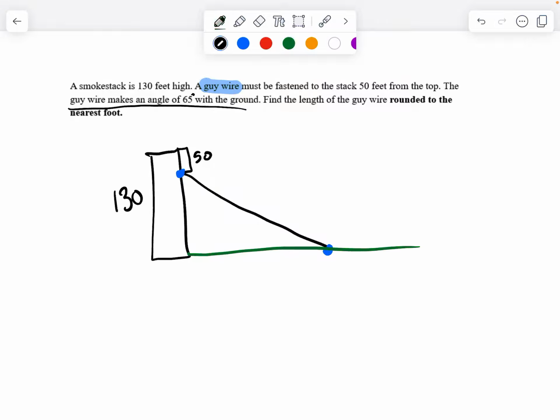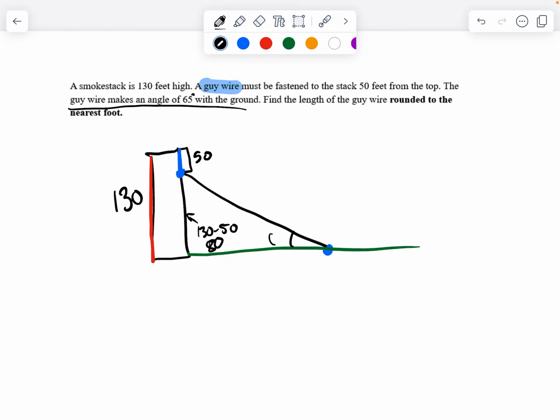Now, when we're looking at this, it changes the side of our triangle. If the whole smokestack is 130 and we're going 50 feet from the top where our connection point is, then our side here would be 130 minus 50, or in other words, 80 feet. Okay, so that's going to be really important.